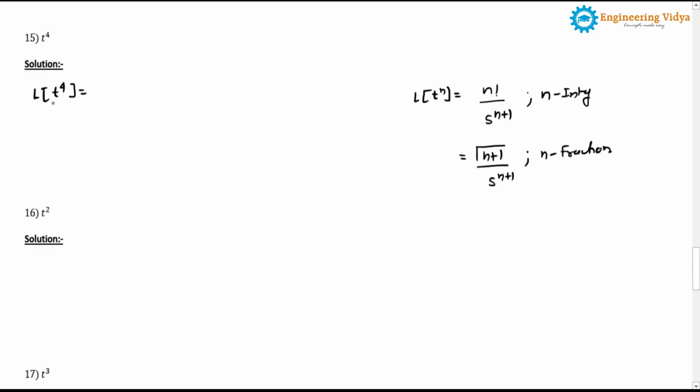So here we need to find the Laplace transform of t raised to 4. This 4 is nothing but an integer number, so the first case will be applicable over here. According to the first case, the formula will be 4 factorial upon s raised to 4 plus 1. 4 factorial is equal to 4 into 3 into 2 into 1, and s raised to 5. The factorial of 4 can be calculated: 4 times 3 is 12, times 2 is 24. So 24 upon s raised to 5. Hence we have calculated the Laplace transform of t raised to 4.